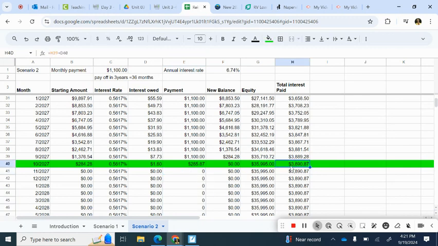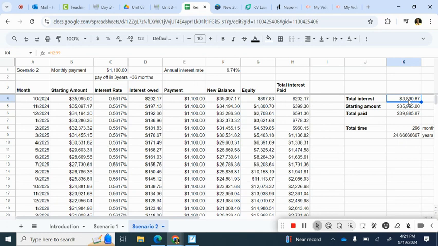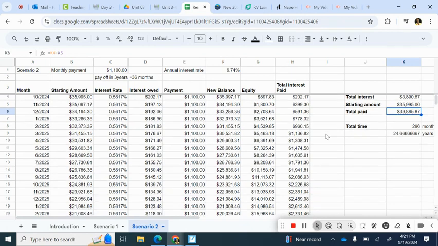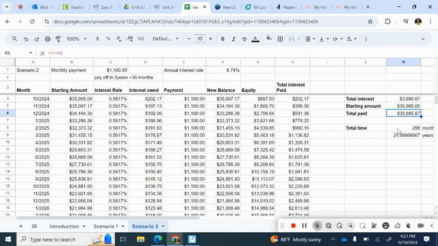I am now fully paid off at row 40. So my total interest paid, I can adjust this to be H40 because that's when I paid it off. That would have my same starting amount, but now my total interest is only $40,000. I pay way less money in 3 years than I paid in 36 months.